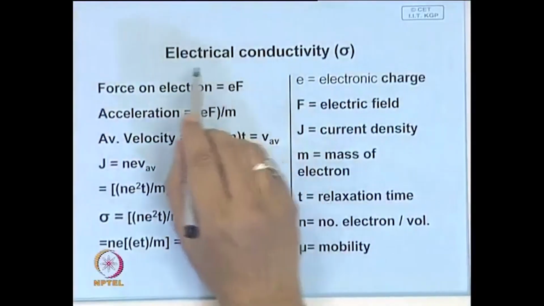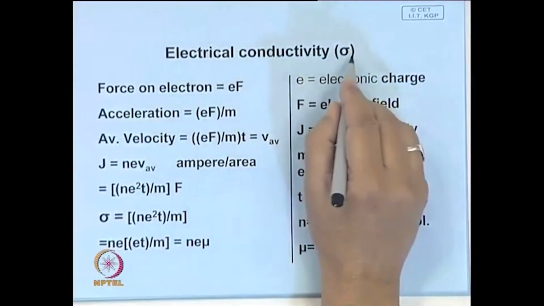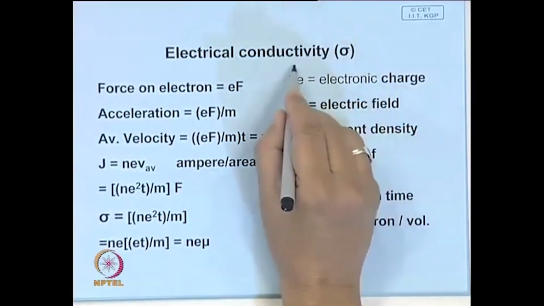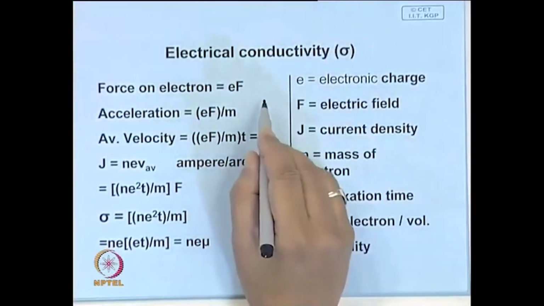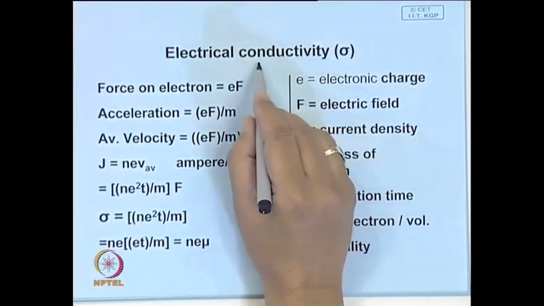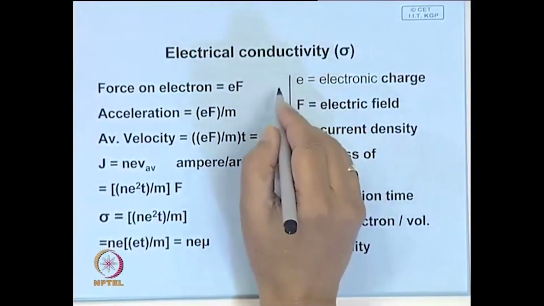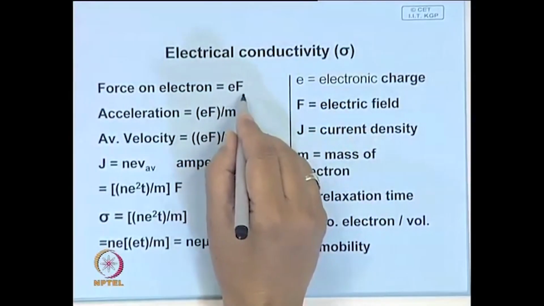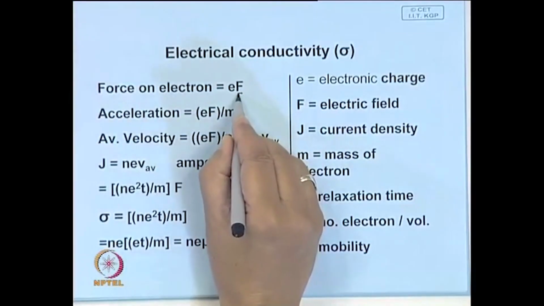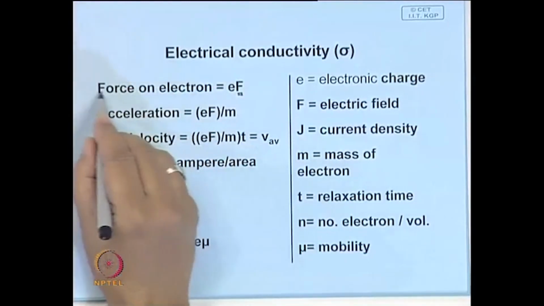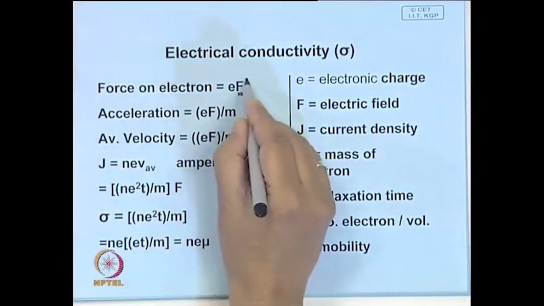So, with this brief recollection of what was covered in the last class, let us look at how we explain the electrical conductivity of metallic material, and what are the factors that determine electrical conductivity. The electrons are the charge carriers in metal, and when you apply an electric field, there will be a force acting on the electron, which is given by this expression.